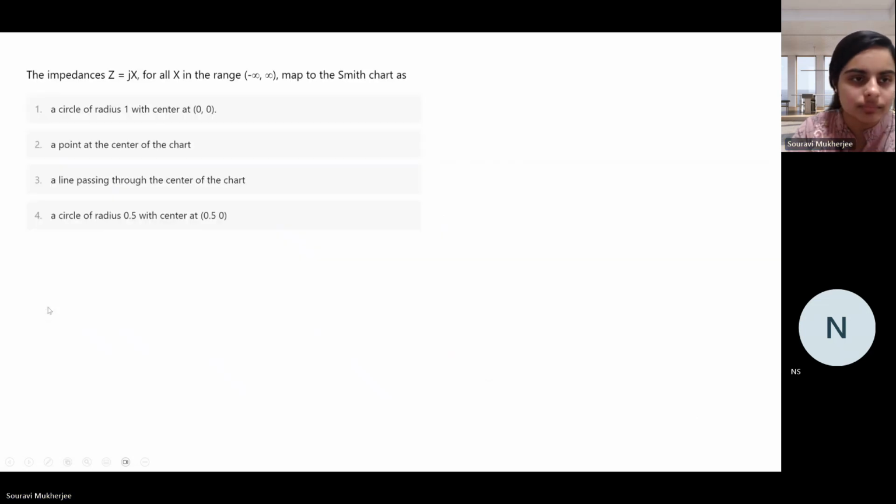Now, this is a question which says that the impedance is purely imaginary. So there is no resistive part here, only the imaginary part, given as x. So z equals jx, and x can take all values from minus infinity to infinity. How do you represent it on the Smith chart? Based on what we discussed, can you think of what the answer should be?